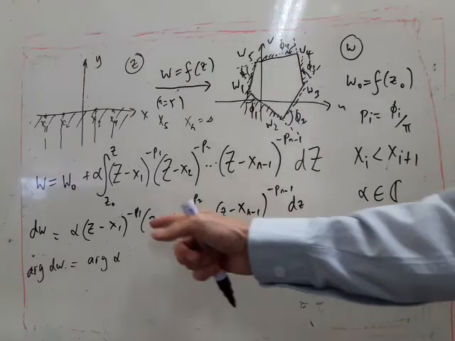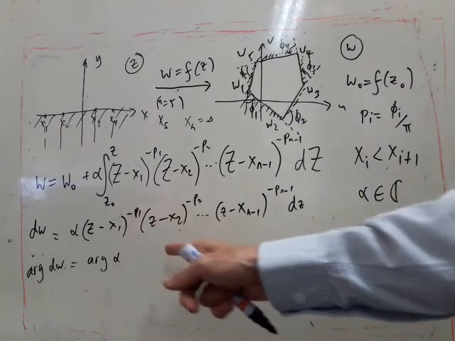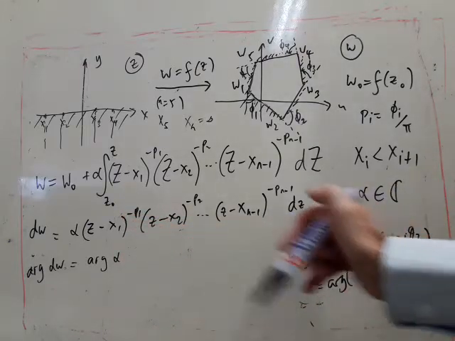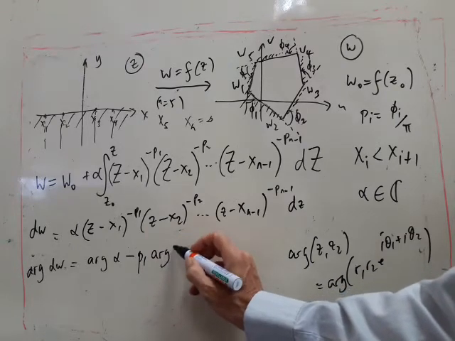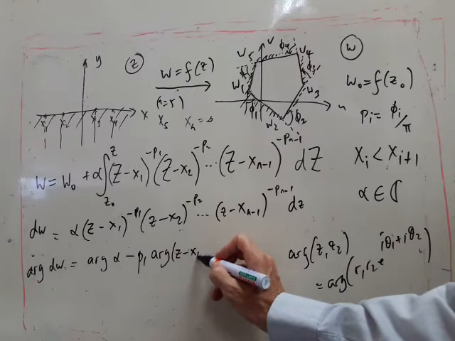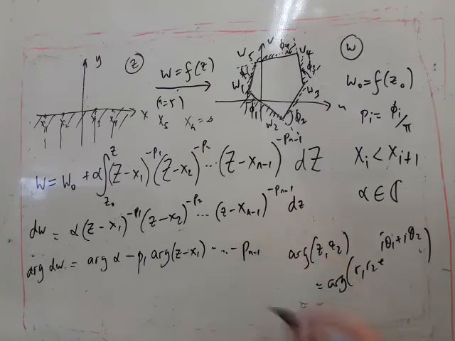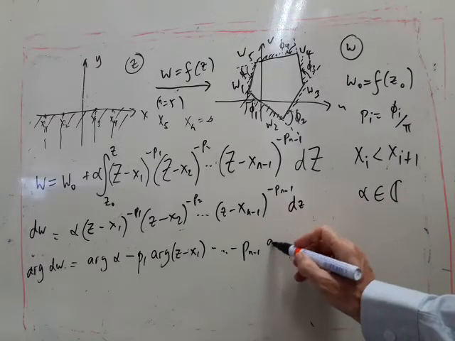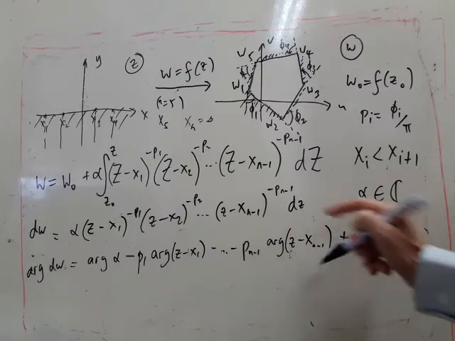And also, you may recall that if you've got arg of something to some power, then that power comes down. So arg of a complex number to some power, then we just take that downstairs and we end up with minus p1 times arg of z minus x1, minus etc., minus pn minus 1 times arg of z minus xn minus 1, and then finally the arg of this.